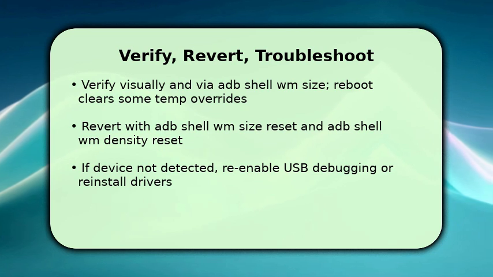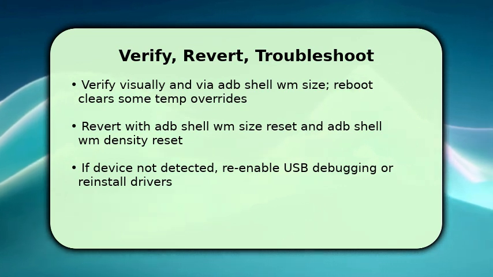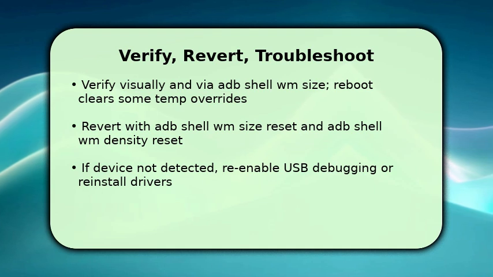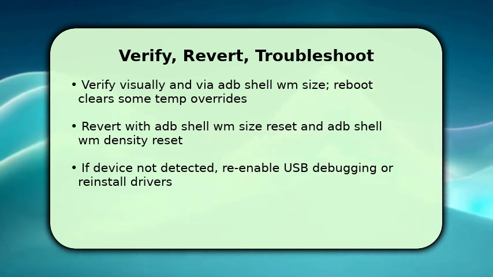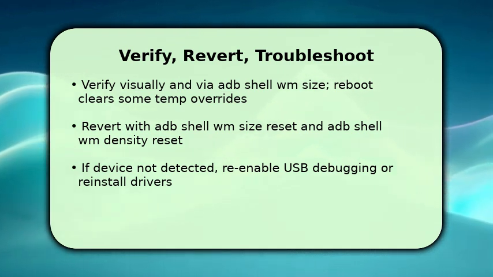If your PC doesn't detect the phone, make sure USB debugging is still enabled. Accept the RSA prompt on the phone and reinstall or update the USB drivers on the computer as a key troubleshooting step.